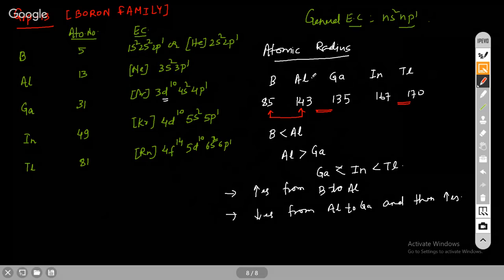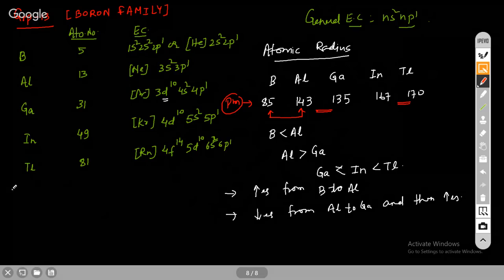But the regular trend we don't get over here because of the atomic radius. We have a difference here, but since the value is given in picometer, whatever difference we have is not that large, it is a very small difference.